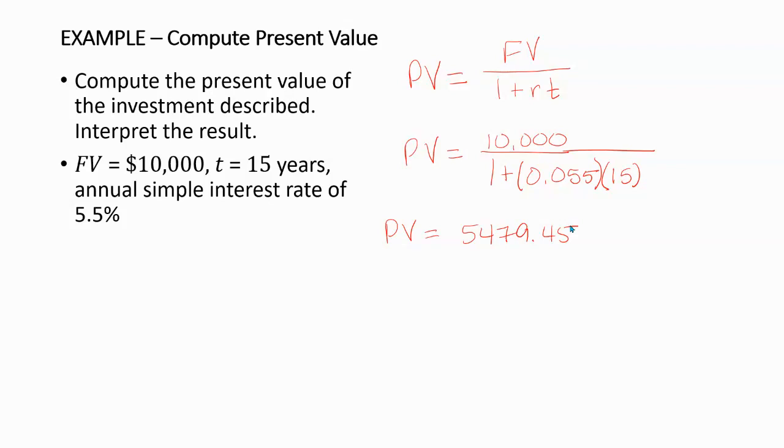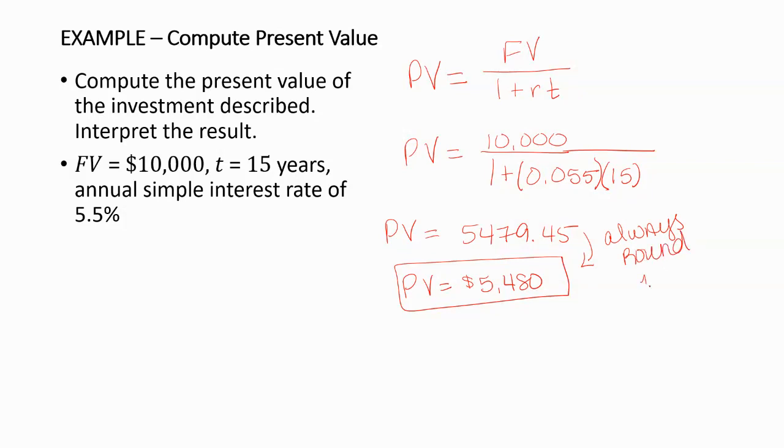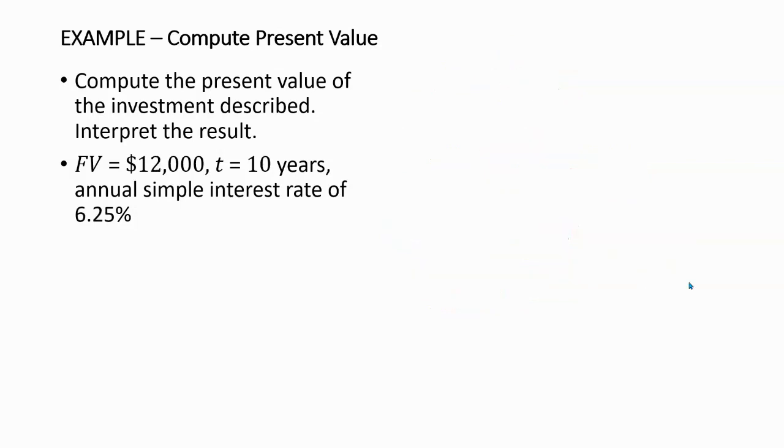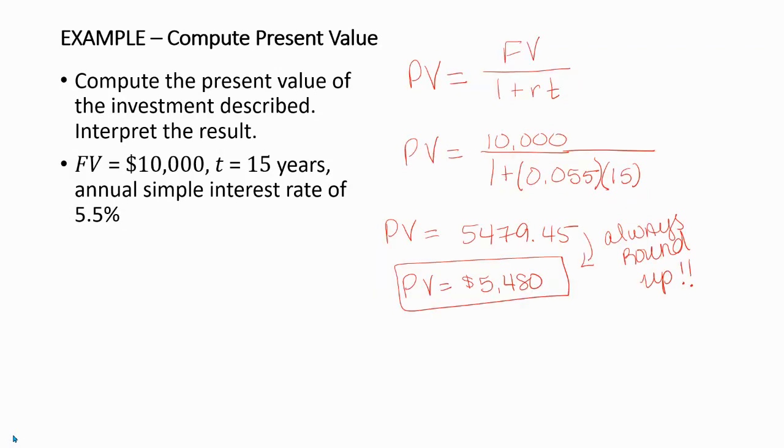Okay, trick with present value. When we are calculating present value, we always want to round up to the next dollar. So we are going to give this present value as 5,480. Yes, for those of you that are thinking it, you are correct. That is not proper rounding. Always round up. Always round up. The last thing that we need to do is interpret these results.